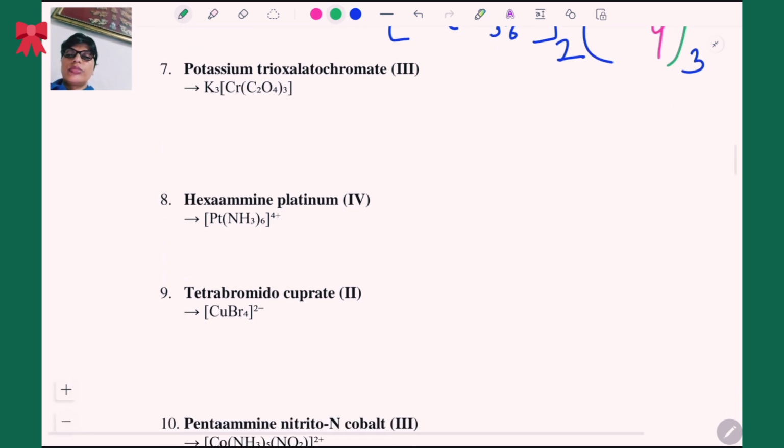So here it's written potassium. So write potassium trioxalato. So write OX. OX is the short form of oxalato. And how many times is it written? 3 times. Chromate means, of course, ATE is coming. So that means this chromium is in the negative square bracket. So you write down chromium. Please close the square bracket.